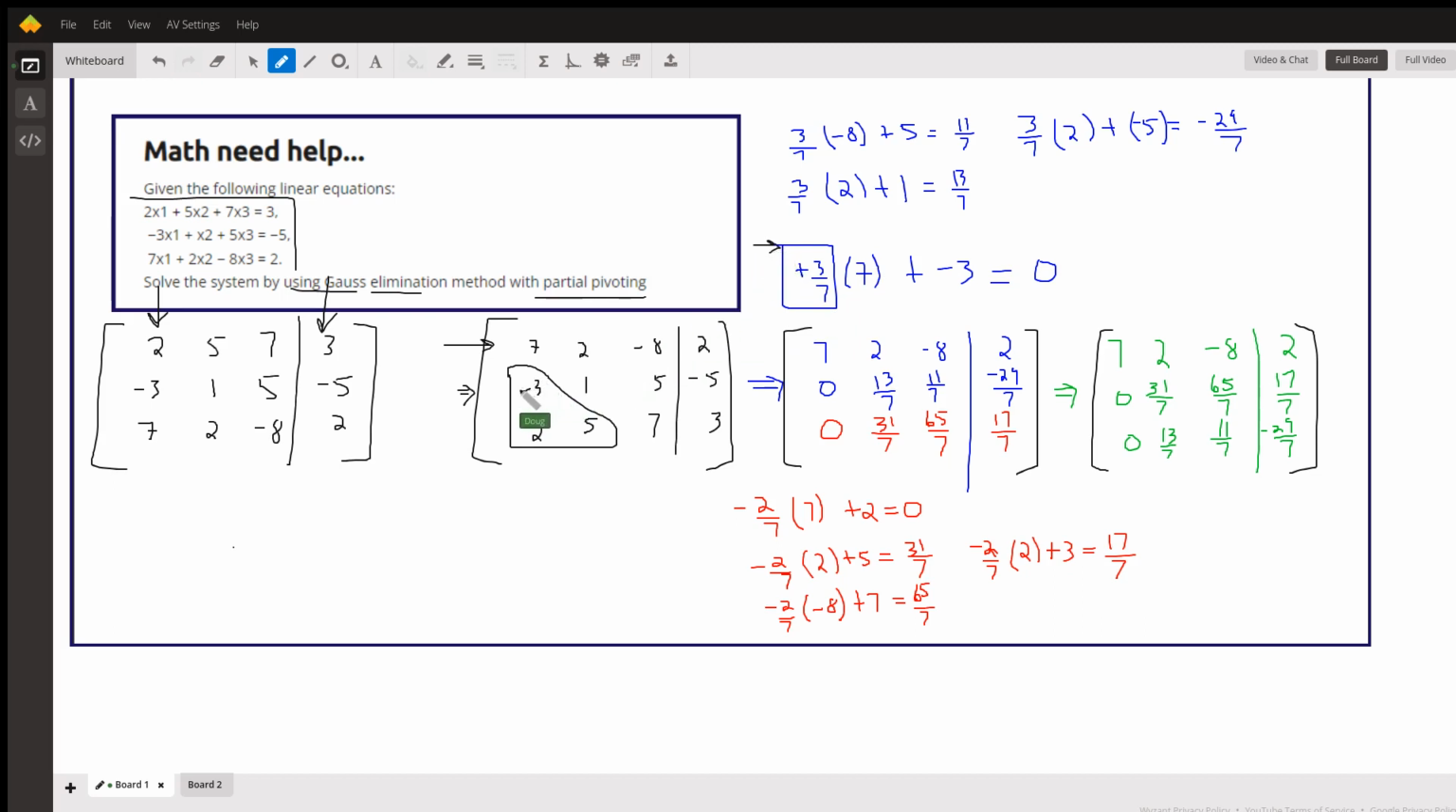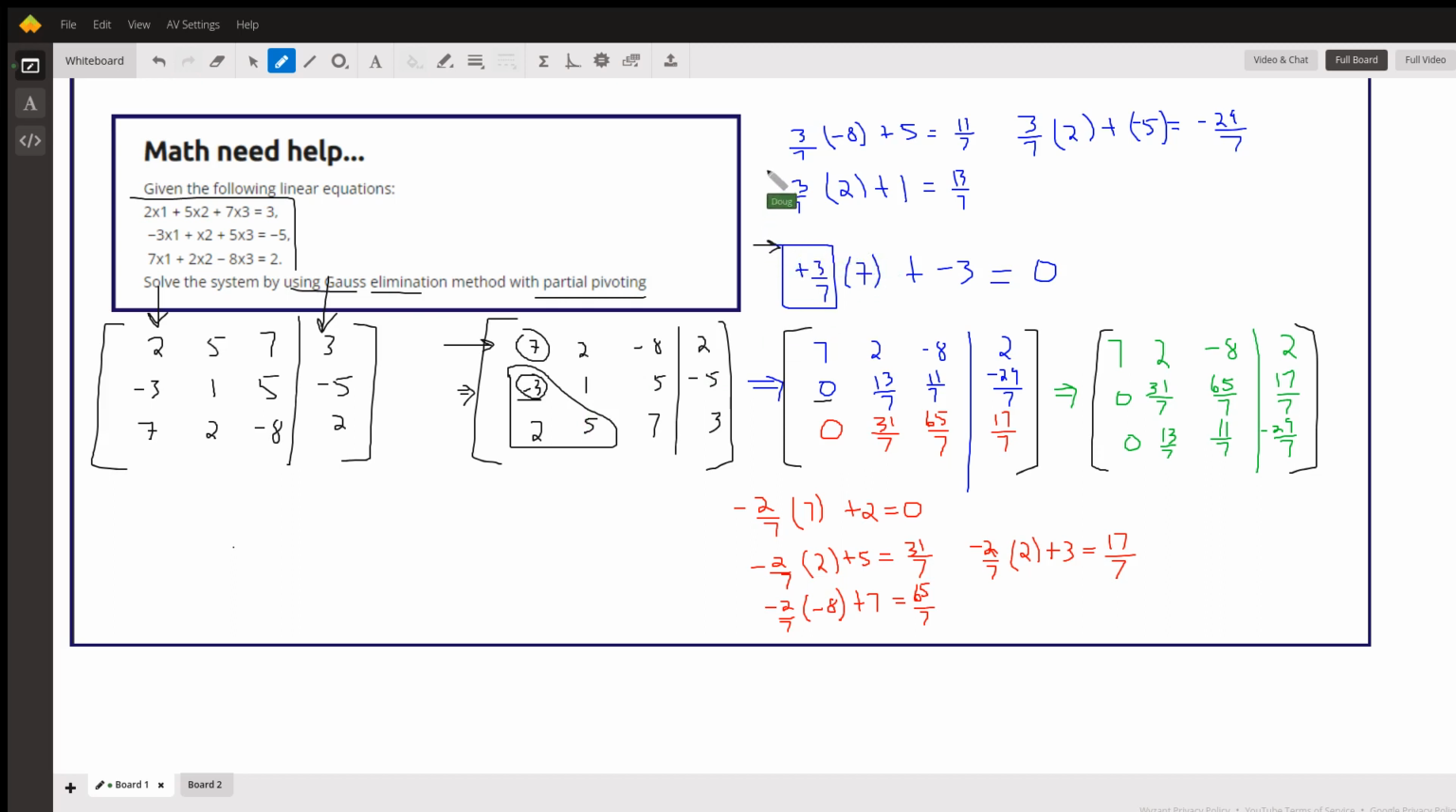whatever element we're turning to 0, divided by the number up here. So that's -3/7, but take the opposite. So 3/7 times 7 plus this element gives me the 0 that I need right here. And now I have to figure out what the rest of the elements become as I multiply the first row by 3/7 and then add it to the second row.